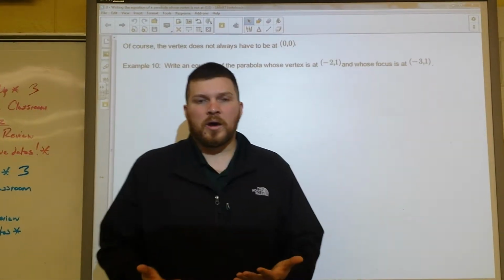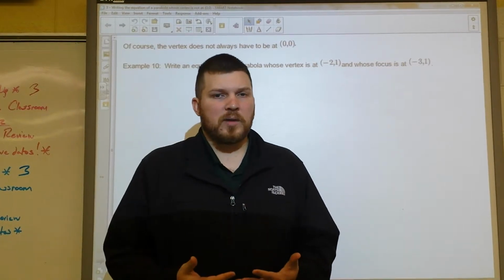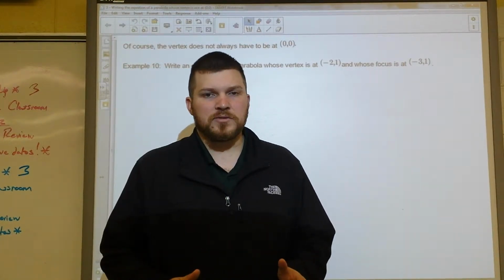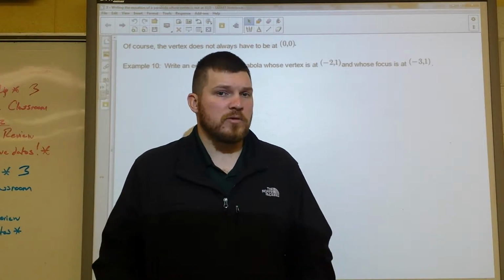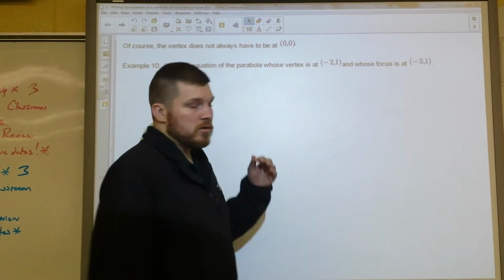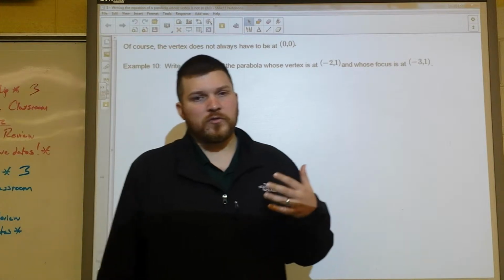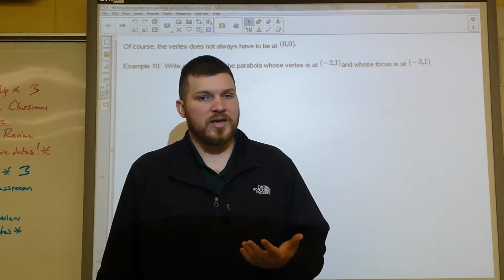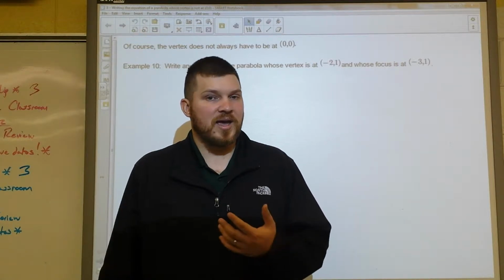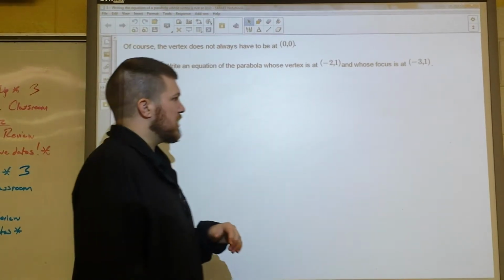Alright, so in all the previous videos when we've been talking about parabolas, the vertex has always been at 0, 0. But it doesn't have to be. Like we said in the first video, the vertex can be anywhere on the coordinate plane. We're still going to use the rules that we saw in the first video for up and down parabolas, and then we saw another rule for right and left parabolas. But here, the only difference is that h and k are going to be different. So let's look at an example of that.